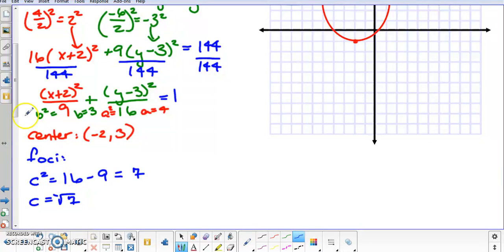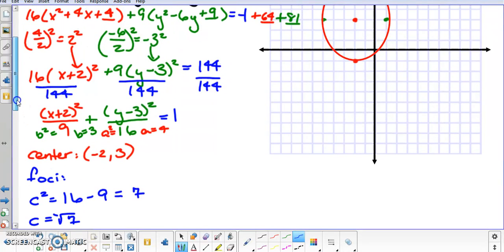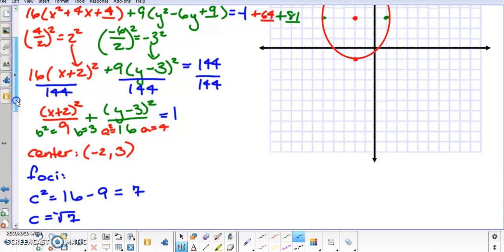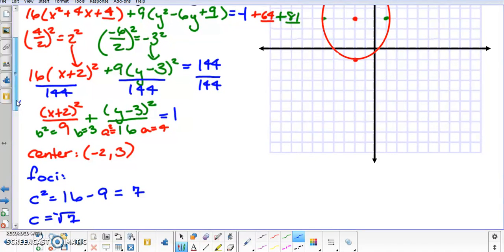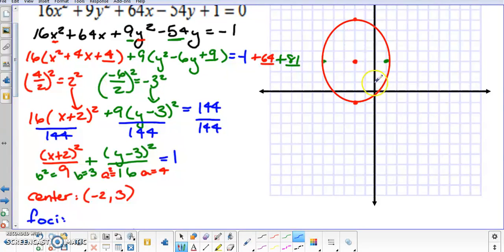So what this means is that I'm going from my center and I'm going to go along my major axis. So in the same directions as my vertices, I'm going to go positive and negative square root 7. So that means I'm going to take square root 7 and I'm going to go up and I'm going to go down. So I'll put square root 7 into my calculator and that gets me 2.65. So I'm going to go up 2.65 and down 2.65.